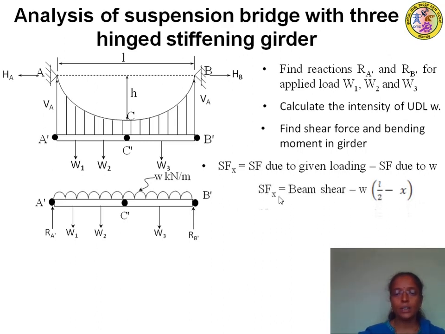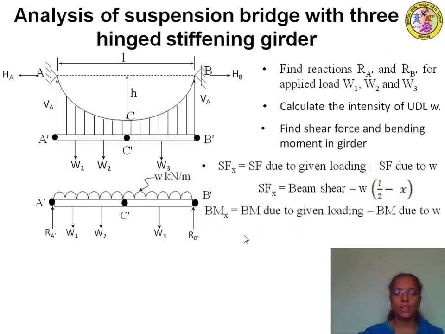If you write it, shear force at any section X is equal to the beam shear, which is the shear force due to these applied loads, minus the shear force due to the intensity of UDL, that is W into (L by 2 minus X), where L is the span of the cable and X is the distance of the section, either from the left end or from the right end. Then bending moment at any section X is given by the bending moment due to the given loading, that is bending moment due to these applied loads, minus bending moment due to this UDL.